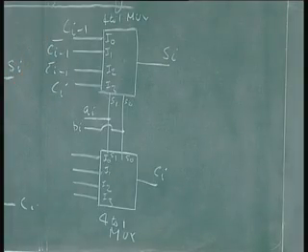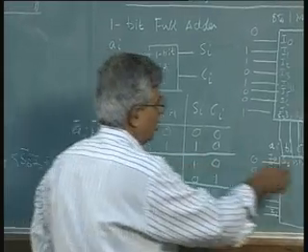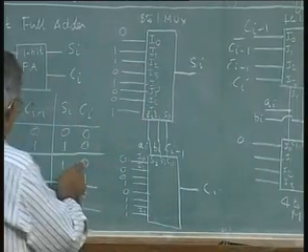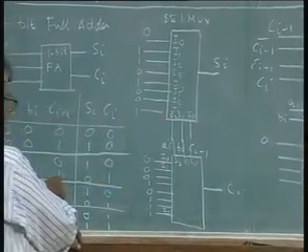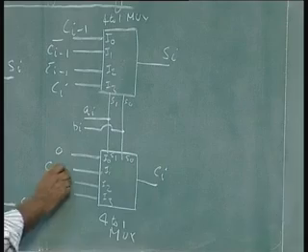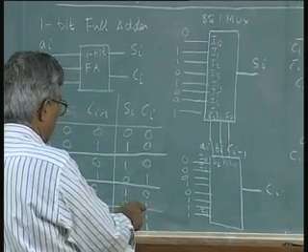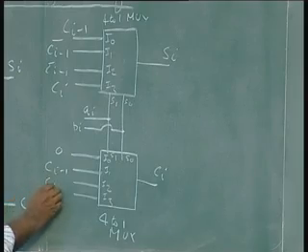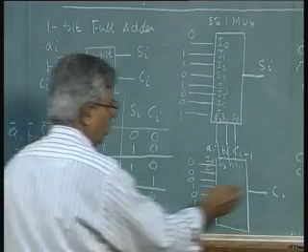I can now repeat it for this. For this case, both are 0, Ci is 0. This is Ci is 1 if Ci minus 1 is 1. This is 1 if Ci minus 1 is 1. This is 1 when both are 1.